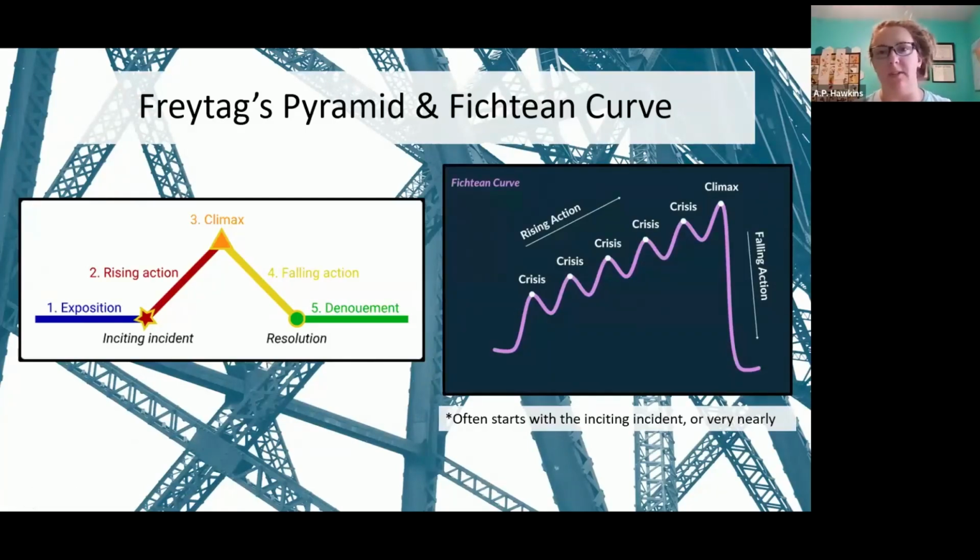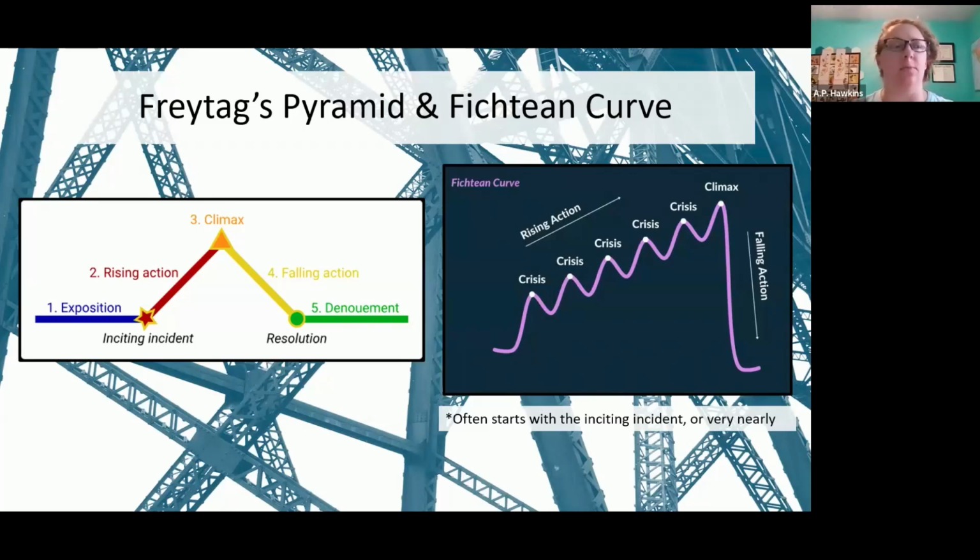Freytag's Pyramid is the one that I saw in my high school literature classes. The story always starts with exposition. You're doing your world building, you're introducing your characters, you're showing their normal life. What is their normal life like? And then you have an inciting incident, which leads to the rising action.